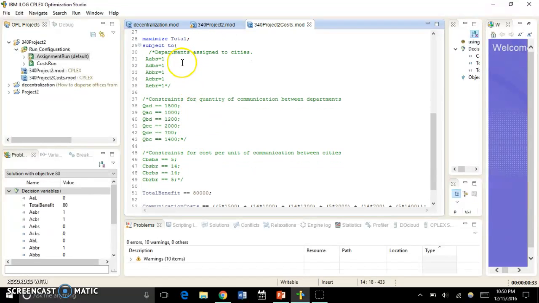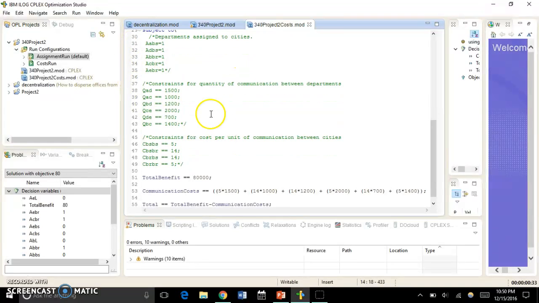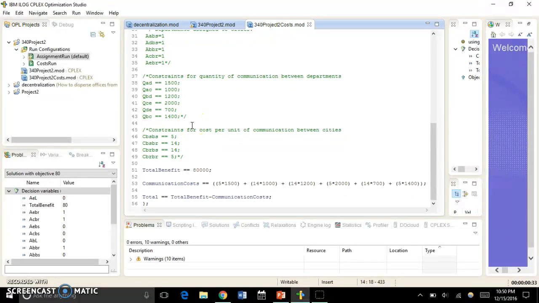So again, these are just the departments that have been assigned, and these are the constraints for the quantity of communication between departments, and these are constraints for the cost per unit of communication between the cities. So we know our total benefit is $80,000 from here, and then this is the communication costs.